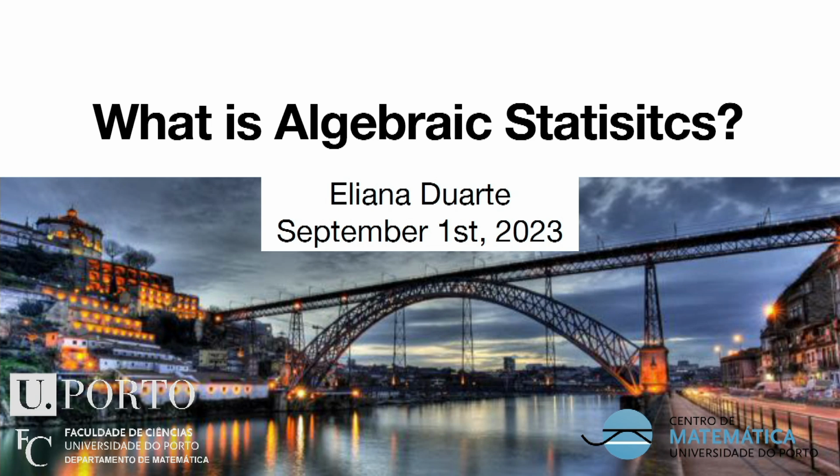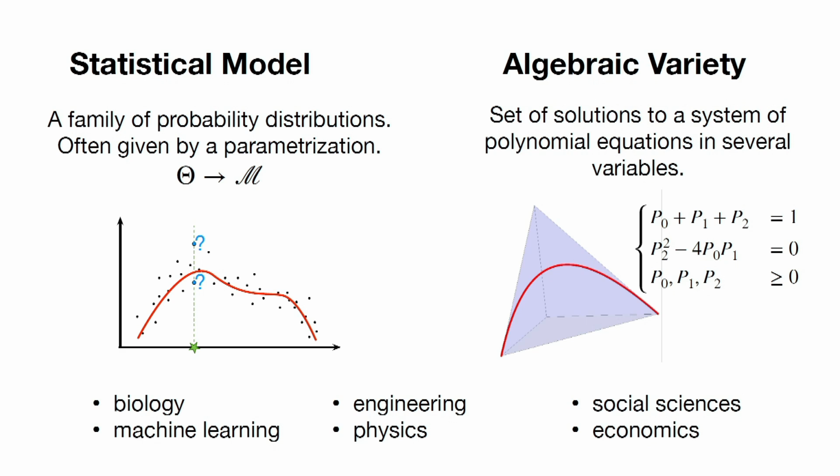So let's start with the points in common between, let's say, algebraic geometry and statistics. In statistics you usually have a family of probability distributions. This can maybe sometimes be given by a parametrization, and you want to make inference with data that you collect. And of course we all know that this is very useful in many different fields of science. I listed a few of them here.